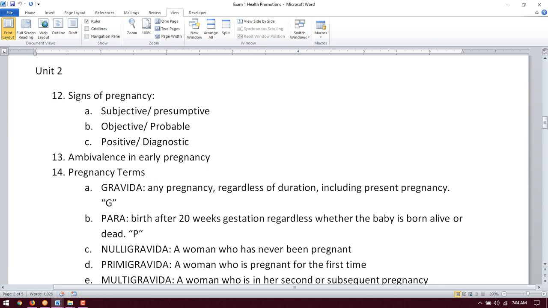Unit 2, know your signs of pregnancy. What are subjective and presumptive? What are objective and probable? And what's positive or diagnostic? Know what sign or symptom is in each of these categories.